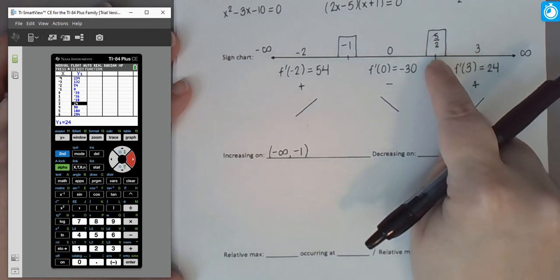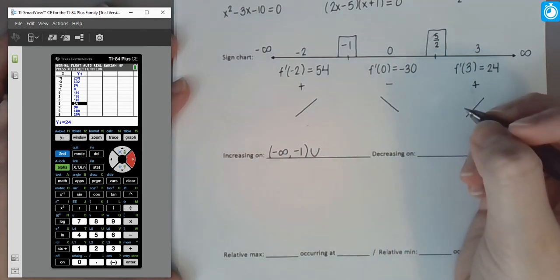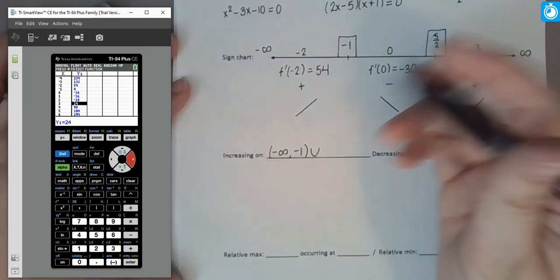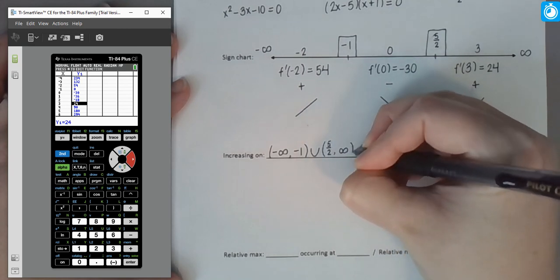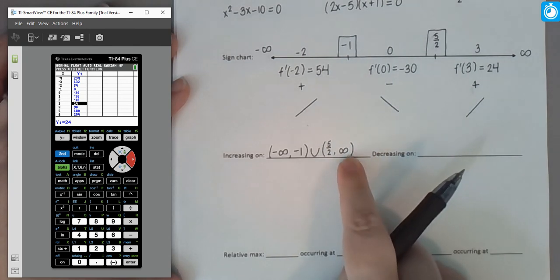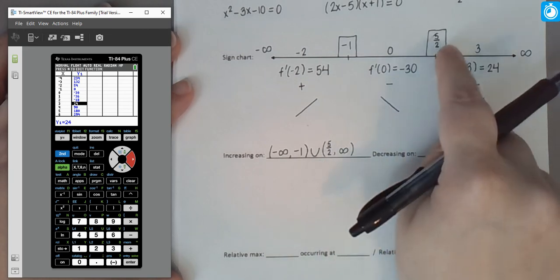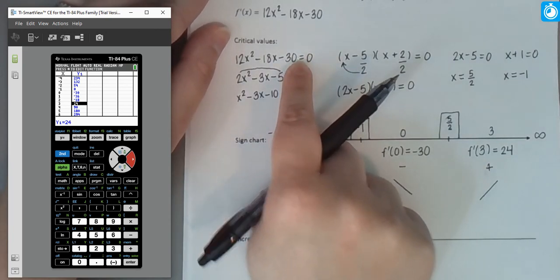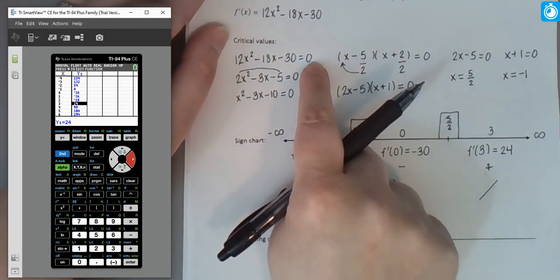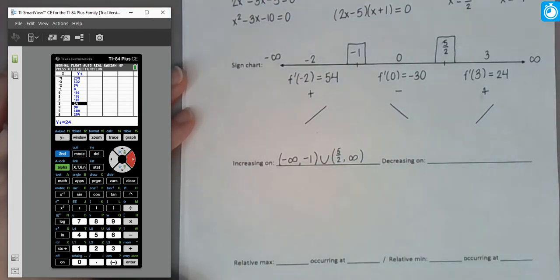Now also, we're increasing on the interval from 5/2 to infinity. So union, which means we're going to join these two intervals together, union 5/2 to infinity. And again, I'm going to use parentheses with infinity because infinity is not a number that we can reach. I'm also going to use parentheses with 5/2 because at 5/2 the derivative is 0. It's not a positive derivative, it's a 0 derivative, which means we would stop right before we get to 5/2 in terms of classifying our function as an increasing function on this interval.